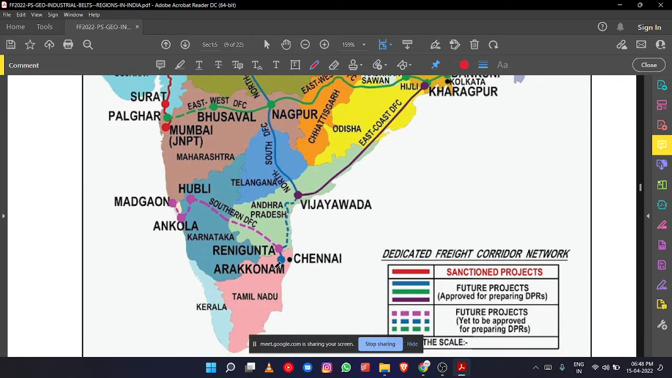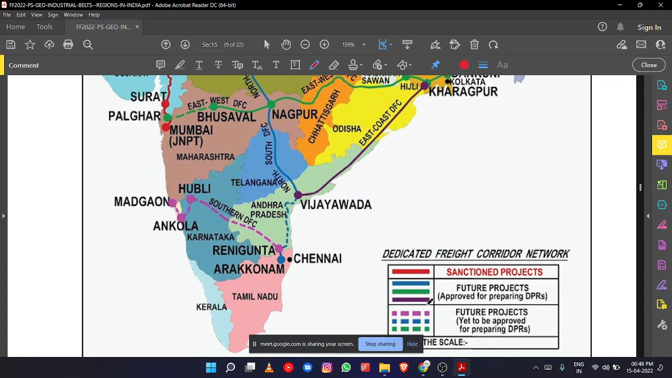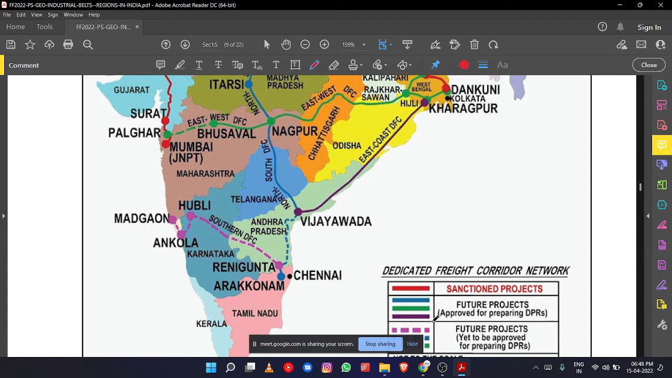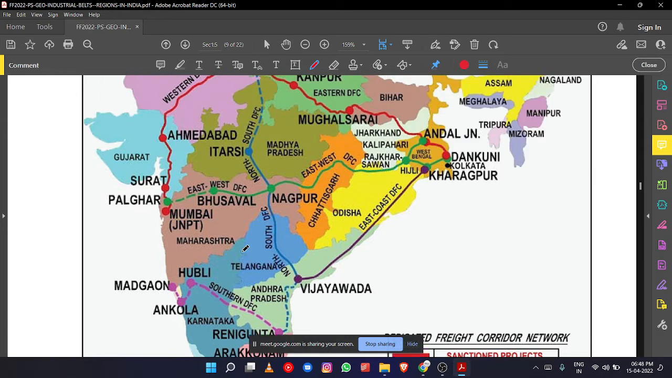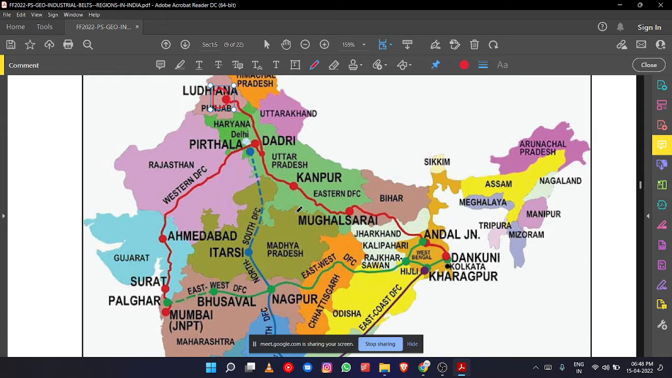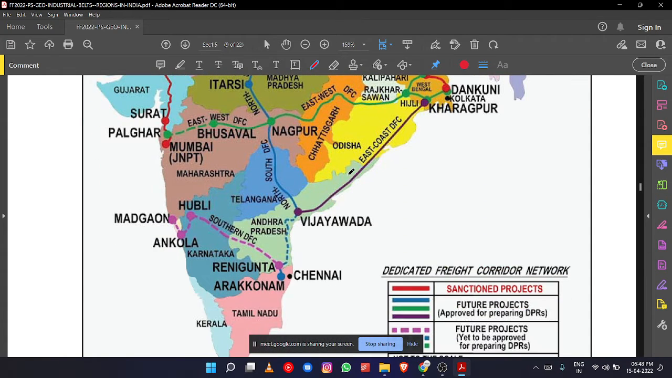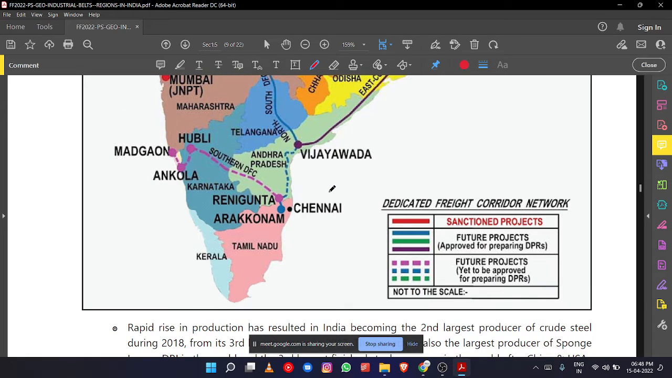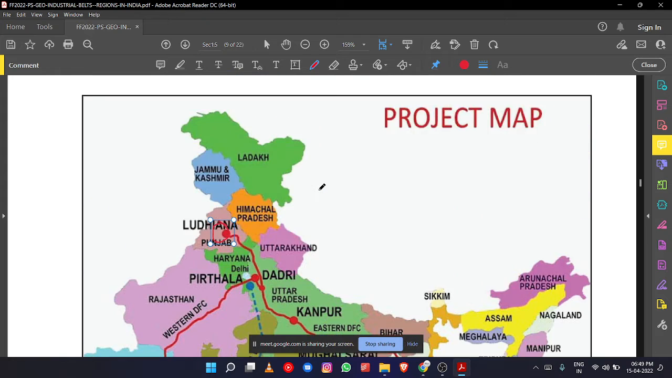Presently, these red color ones are the sanctioned projects. In future, they got the approval, but in future they will be implemented. And these dotted line structures are yet to be approved, but there is a plan for creating them. So only 2 have been sanctioned. Rest of them are in the planning stage, but just have an idea. So this is the map.